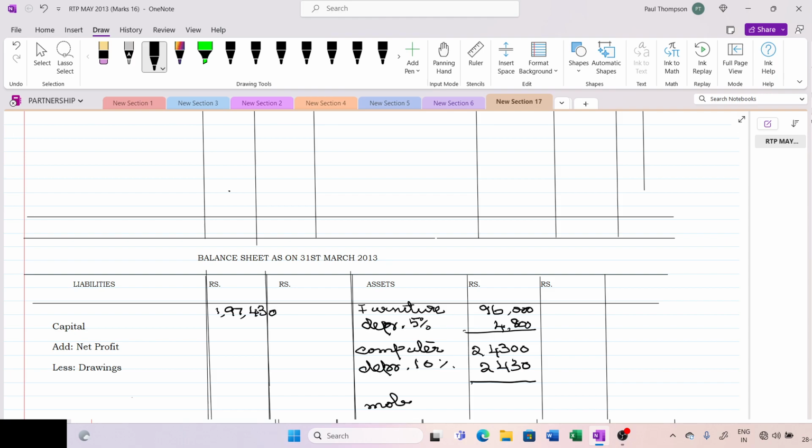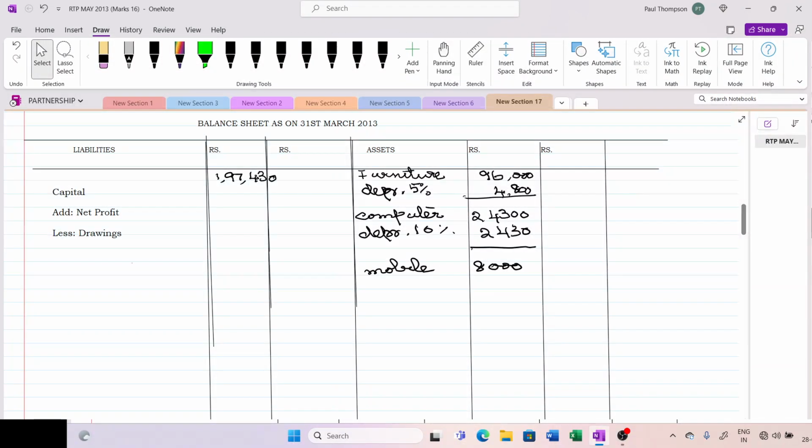There is no change in the mobile also. So the mobile's value was 8,000 and they have asked us to depreciate 25 percent of that. 25 percent of 8,000 is 2,000. The value we will be writing later.